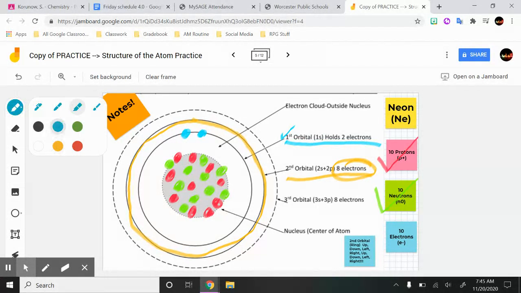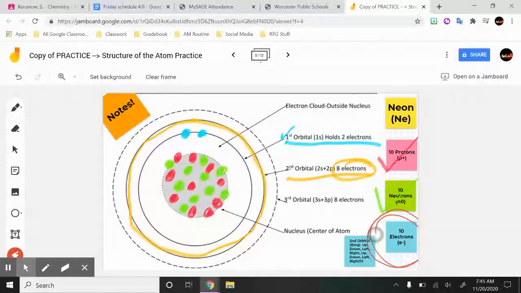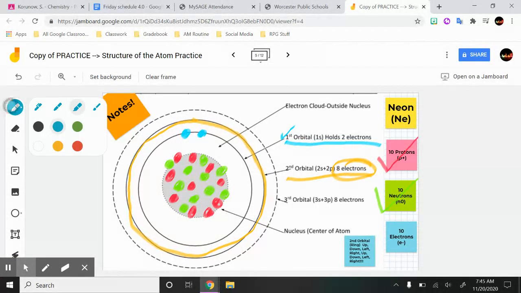So now I'm going to put in my electrons and I'm going to follow that pattern: up, down, left, right, up, down, left, right. And I'm going to stop when I hit 10 electrons total. So I've already used 2, and I have 8 more. So here I go. I'm going to go up, down, left, right. Okay, so that's 4. I have 4 left.